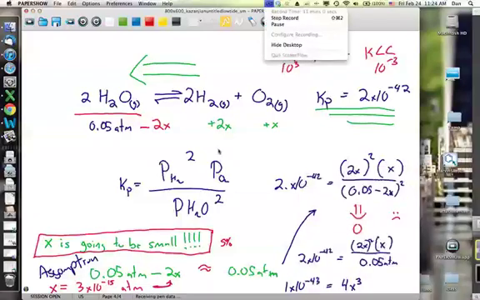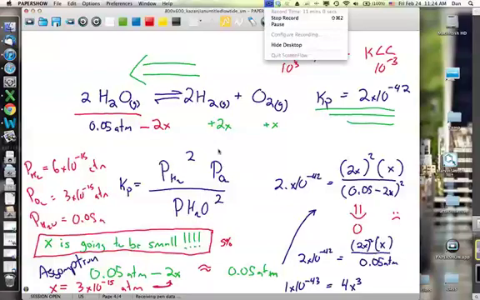Now, again, I did the cardinal sin. I didn't actually answer the problem. What are the partial pressures of H2 and O2? Well, in this case, the partial pressure of H2 should be equal to 2x, or in this case 6 times 10 to the minus 15 atm. Partial pressure of O2 should be equal to 3 times 10 to the minus 15th atm, and the partial pressure of water would be effectively what it started at, 0.05 atm.